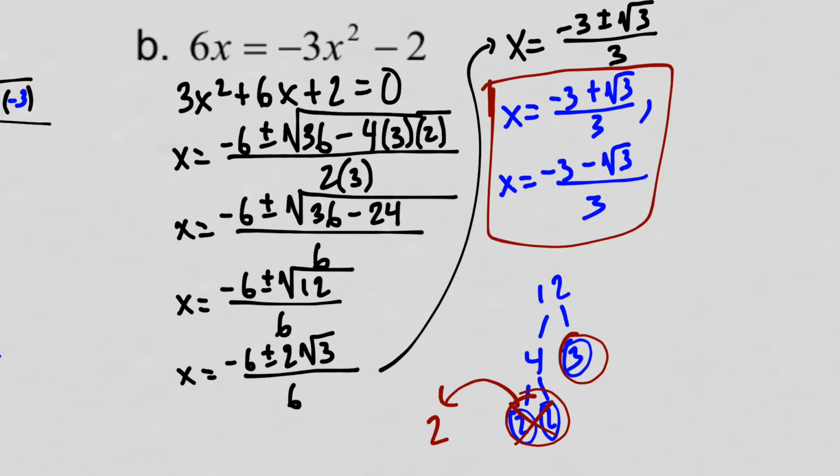So that's why it's 2 radical 3 right here. The 2 came out, the 3 stayed inside. And then what I did is I noticed that the numbers in front are all divisible by 2, so I divided them all by 2. Those all divide by 2. So it's negative 3 plus or minus 1 radical 3 all over 3, which is this, but I split them up into positive and negative.